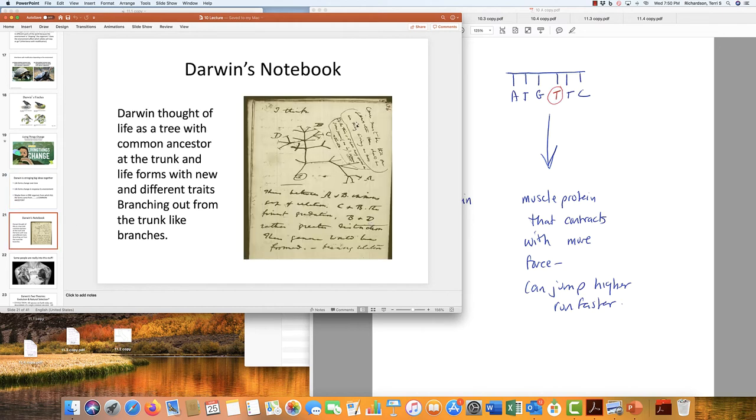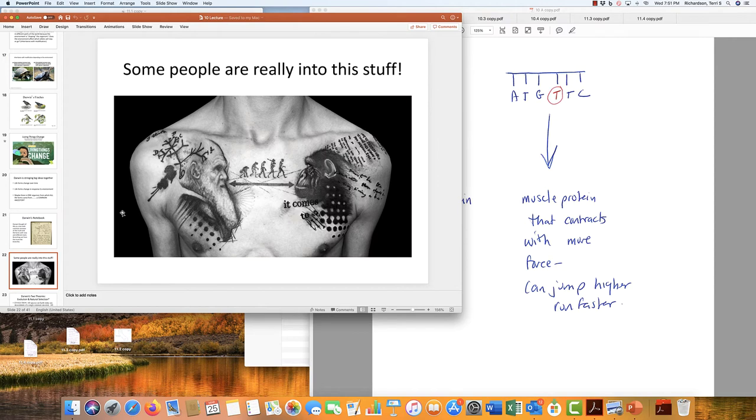So this is a very famous picture of Darwin's notebook. He thought of life as a tree with the common ancestor. You see, this is number one, the common ancestor at the trunk of the tree. And his idea is, over time, we got to all of these different organisms over here. See, he wrote, I think. So this was Darwin's idea, this idea of a common ancestor. We all come from one organism.